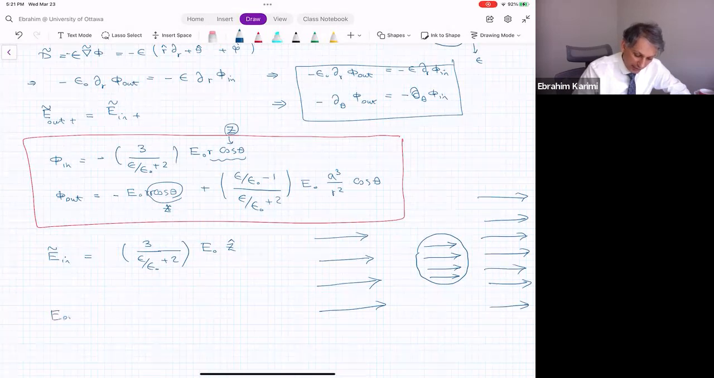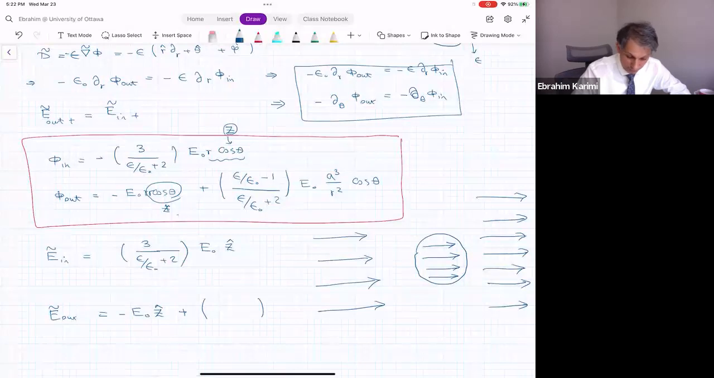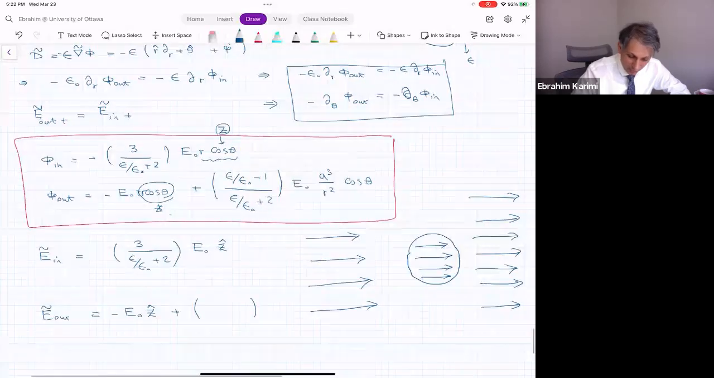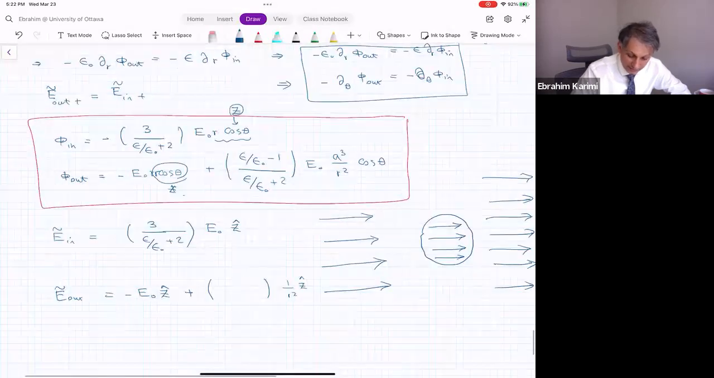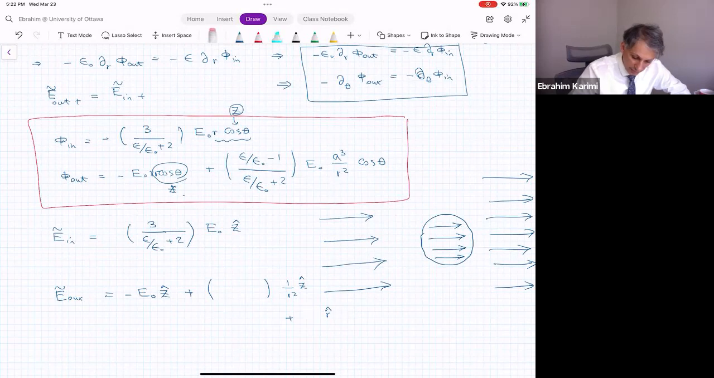If you look at the E outside, you have two terms. One term, the first one, again, is minus E0 z hat. But the other one will be given by a coefficient, which is related to what we know. Then you also have two terms, which is 1 divided by r squared of z hat, some coefficient, with another one which is given by the derivative with respect to r of, there will be an r hat, essentially. There will be a term which is proportional to r hat.